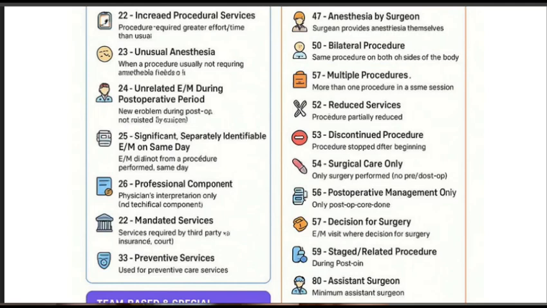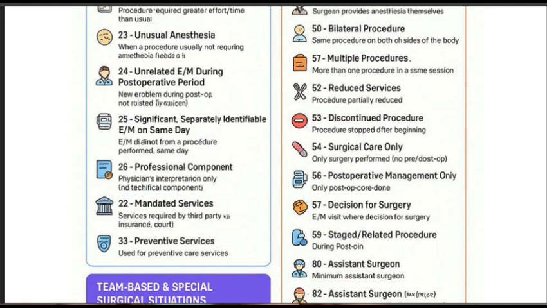54 modifier, surgical care only. In that case the provider is giving the surgical care only. The provider is not giving the pre-operative or post-operative service, only the surgical care. For example, if the provider is giving the surgical care only and another provider is performing the pre-operative or post-operative care, in that case we have to give the 54 modifier.